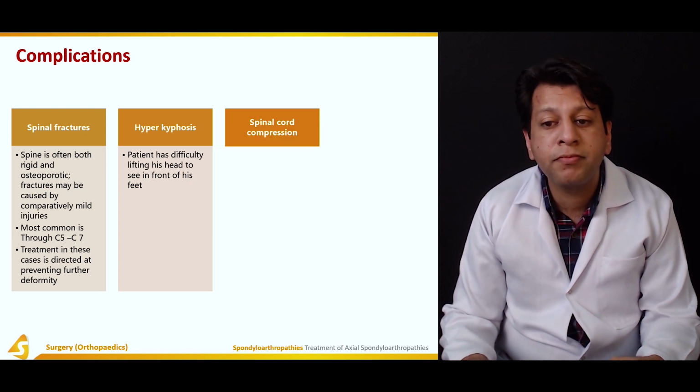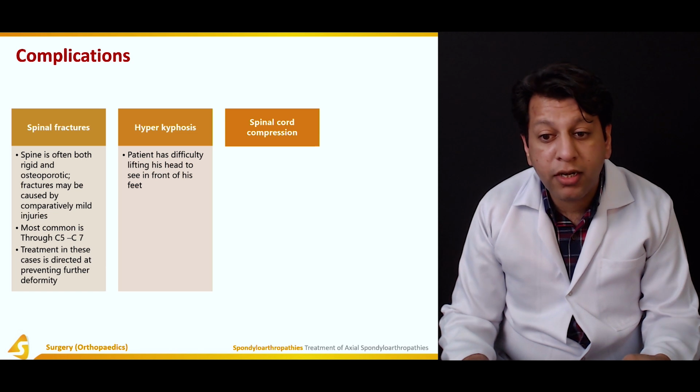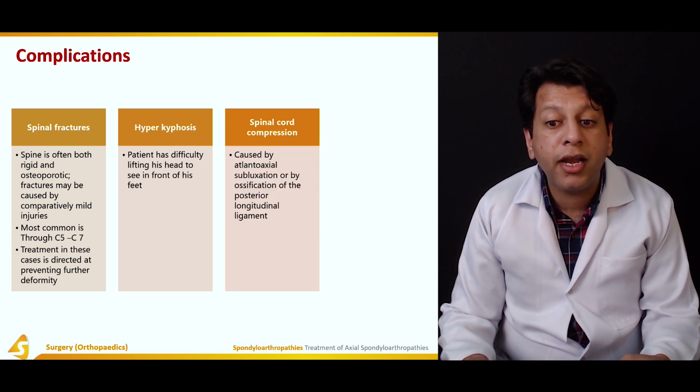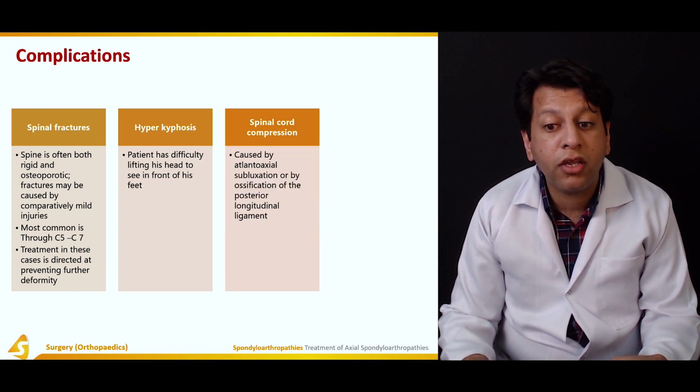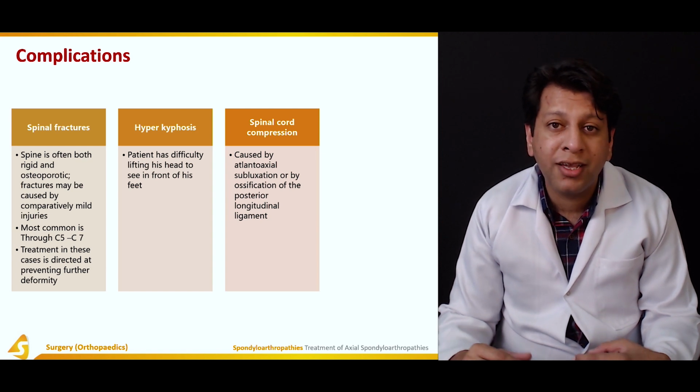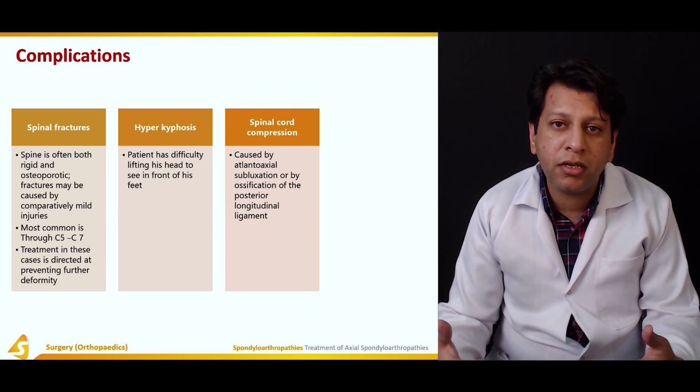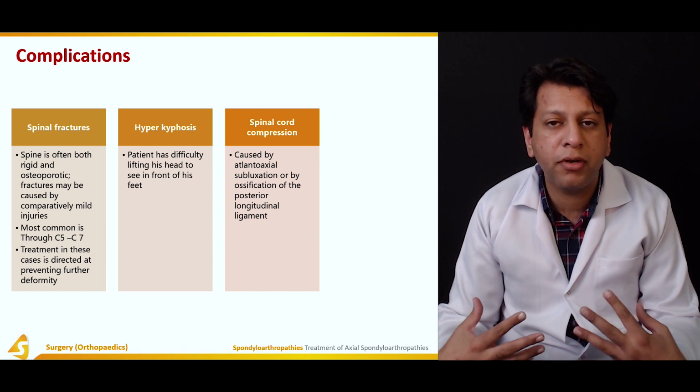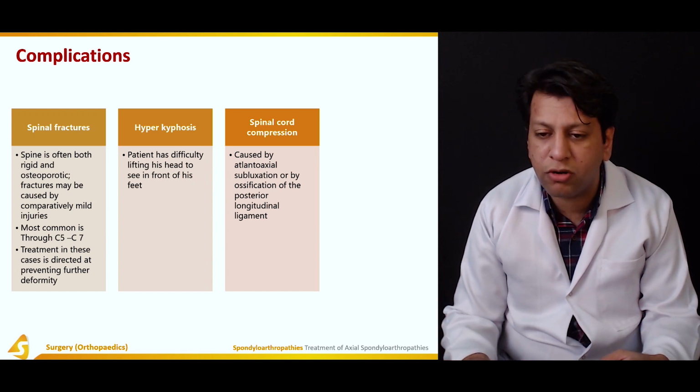Spinal cord compression is also a possibility, caused by atlantoaxial subluxation or ossification of the posterior longitudinal ligament. As there is already instability, sometimes instability leads to hypertrophy of the ligaments, which can further compress the spinal cord.